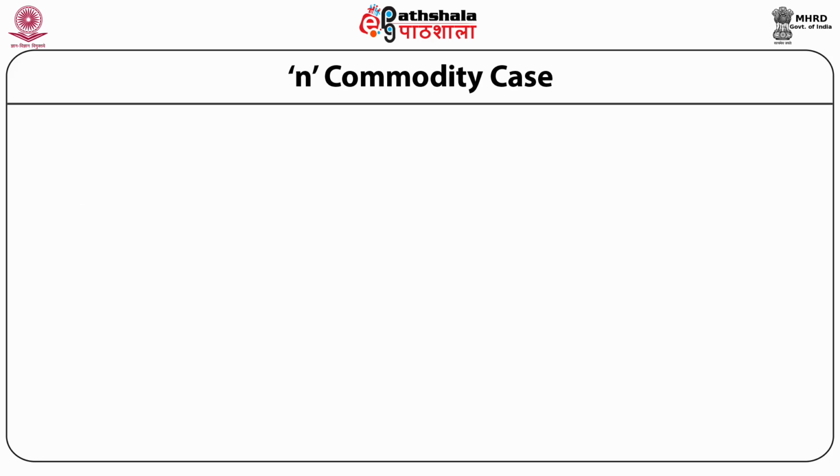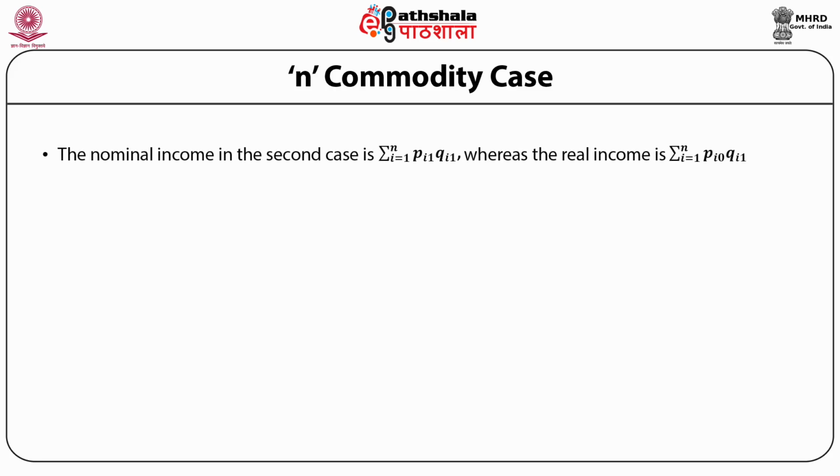Let the quantity of n commodities produced in period 1 be Q11, Q21 up to Qn1 and their respective prices P11, P21 up to Pn1. Then the nominal income in the second case is summation Pi1 into Qi1, whereas the real income is summation Pi0 into Qi1. To calculate real income, one may also use a price index.